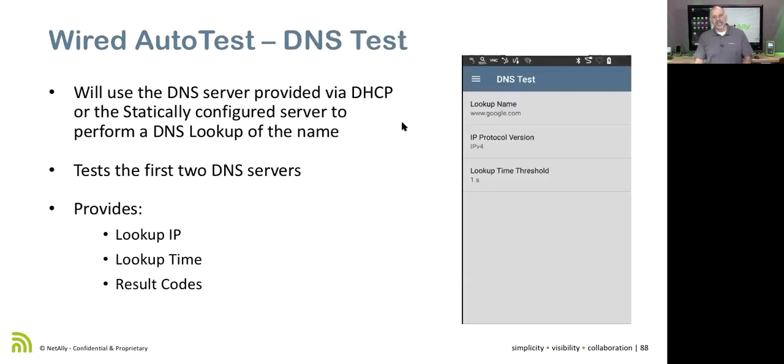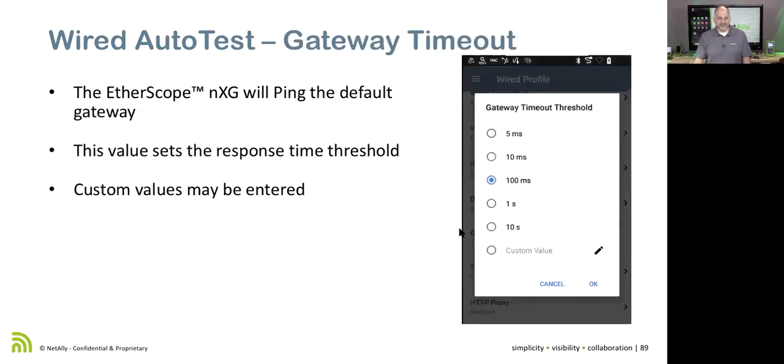DNS test. This is where we give the EtherScope a DNS name to look up. And it will go out to the first 2 DNS servers that we get via DHCP, or the 2 that we can specify in the static, and it will check to make sure that we can look those up. So we can specify for our default gateway what our response time timeout is. We can put a custom value in there. So these are just that we're going to ping that default gateway. We want to make sure we get a response back in a reasonable amount of time.